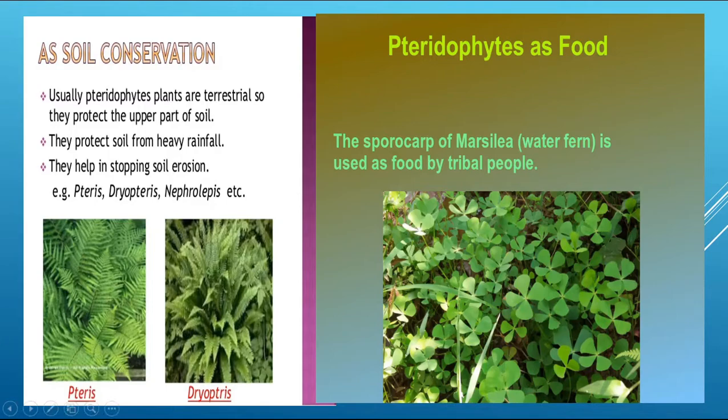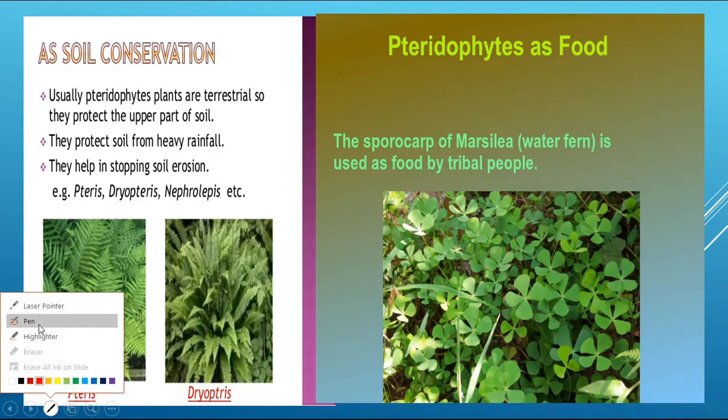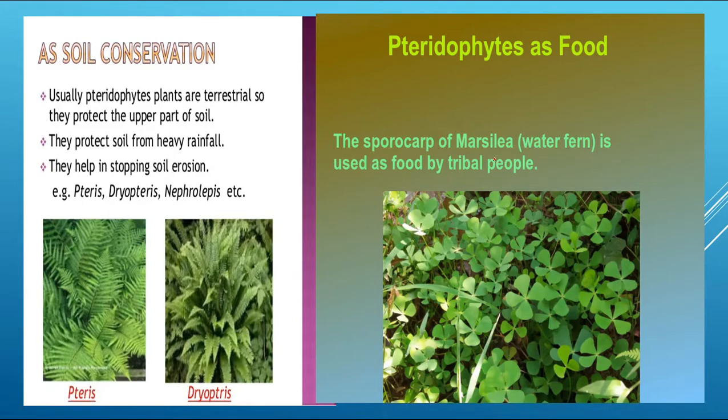These are some uses of pteridophytic plants. Some of the pteridophytic plants are utilized as food. For example, Marsilea, a water fern, is used as food by the tribal people, and the pteridophytes also help in soil conservation, protecting soil from heavy rainfall. Some examples of ferns are Pteris, Dryopteris, then Nephrolepis, etc.